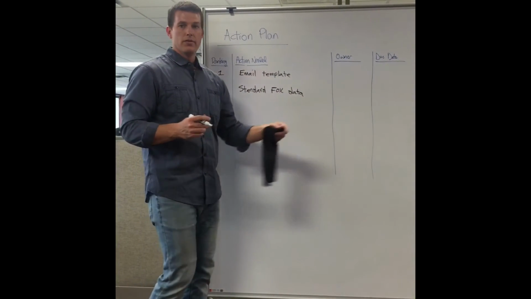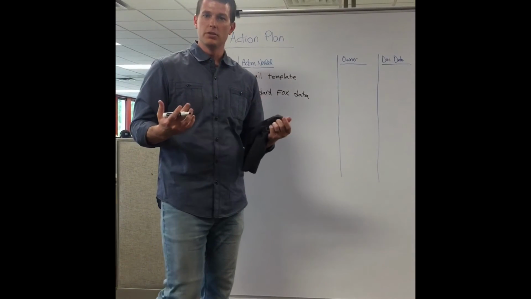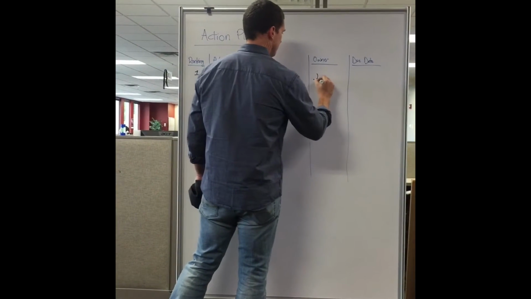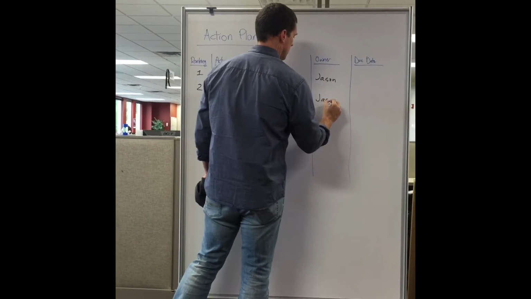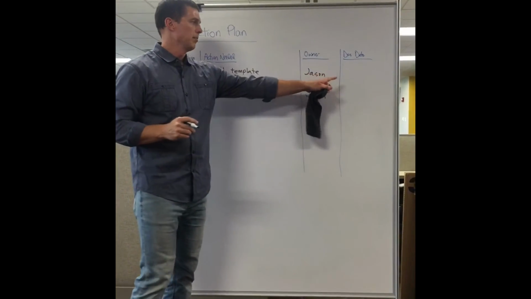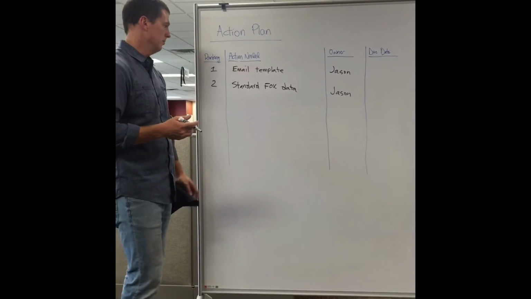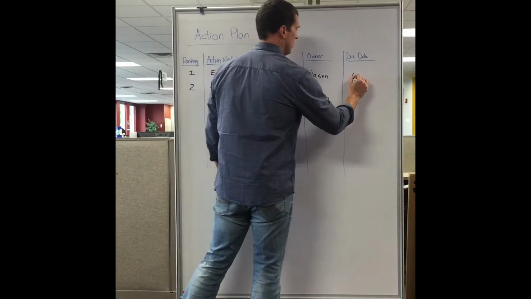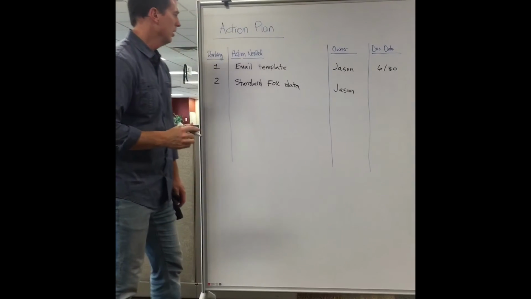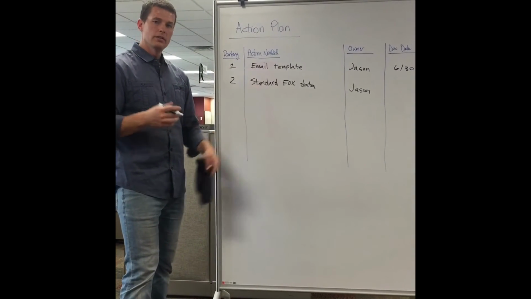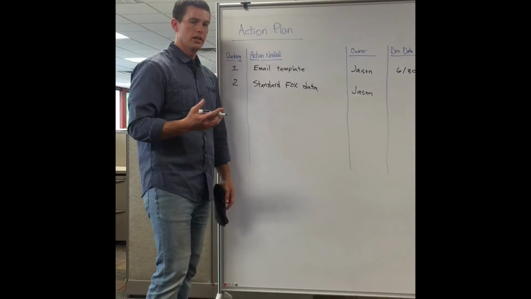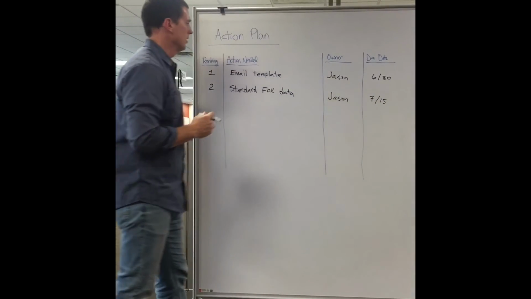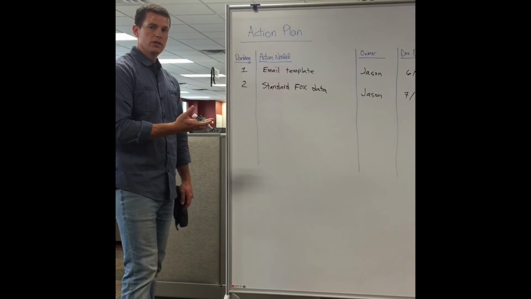So next, I want to identify the owner, and this is easy since this is my process and I'm just doing individual improvement for myself. I'm going to own these items, so I'll put my name on there. And then last, I want to make a plan of when I would like to get these things done. So this email template shouldn't take me too long, so I think I can get that done by the end of the month. So I'll put the 30th on there for my due date. And then I think I'll need a couple weeks beyond that to kind of figure out my standard Fox data. So I'll give myself a couple weeks. So I'll put the 15th on that day. So now I've got my finished action plan.